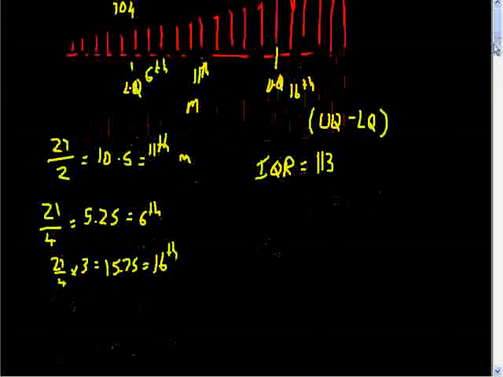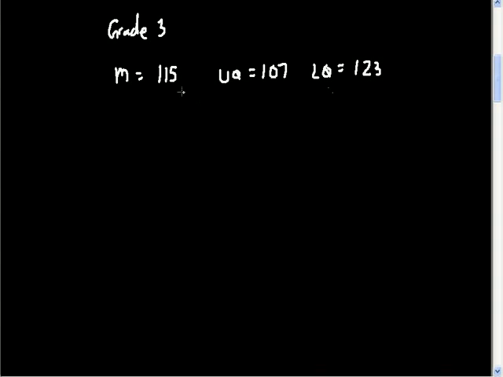What does the interquartile range mean? Let's say for a certain grade 3 class, the heights of all the students had a median of 115, a lower quartile of 107 and an upper quartile of 123. Let's say there were 80 students in this class. Rather a big class, 80 students.